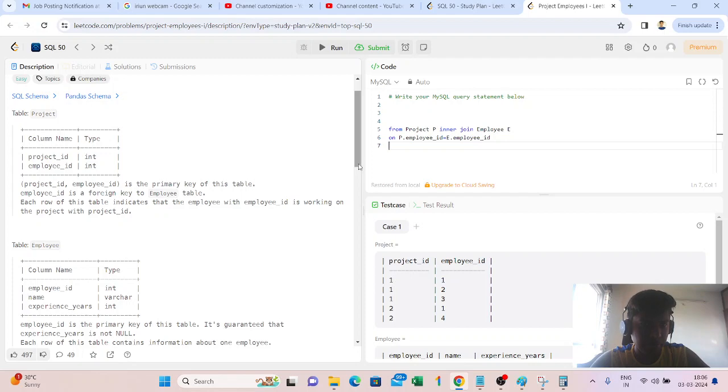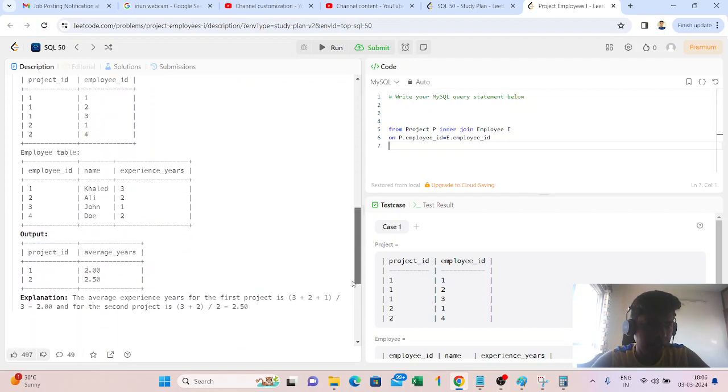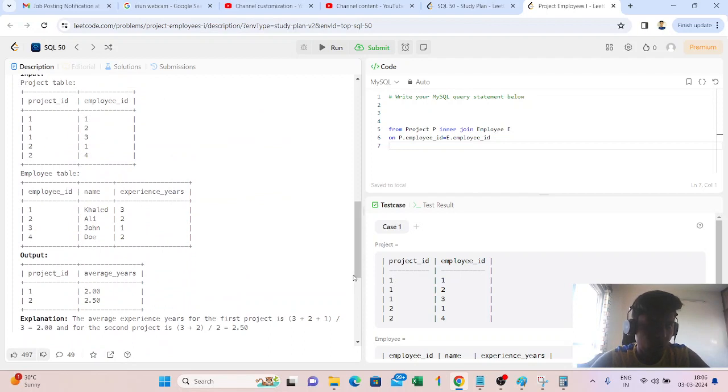Now we also have to calculate separately for each project ID. When we have to do it separately for each group, or form a group inside the table, we use GROUP BY, and the GROUP BY would be P.project_id.